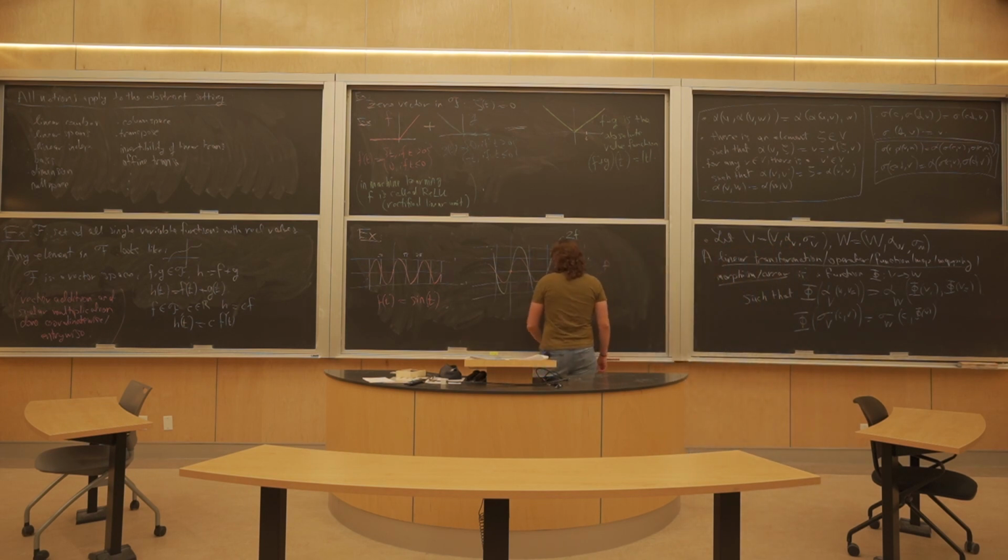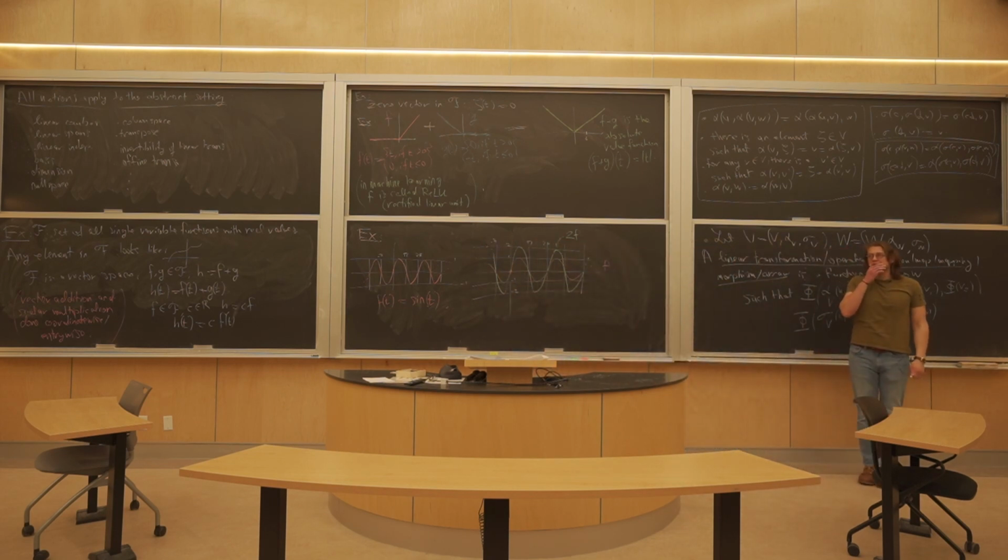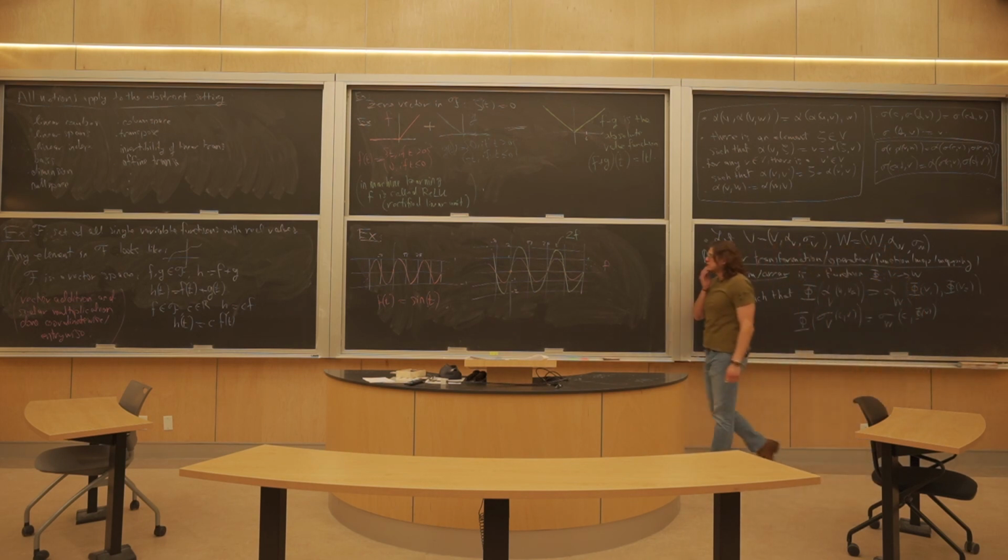So let me put numbers here. So this is 1, 2, -1, -2. This is pi, as usual, 2 pi, and so on. This is minus pi. Does this make sense? Any questions about these two?